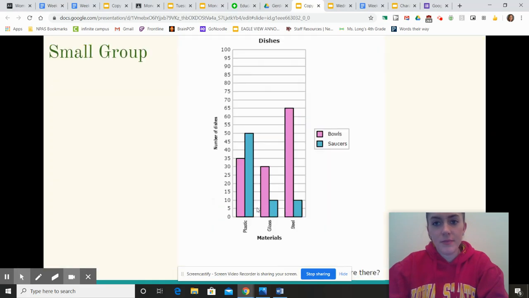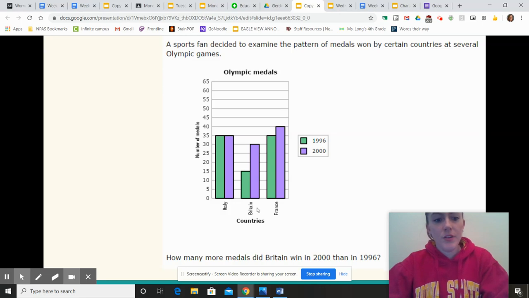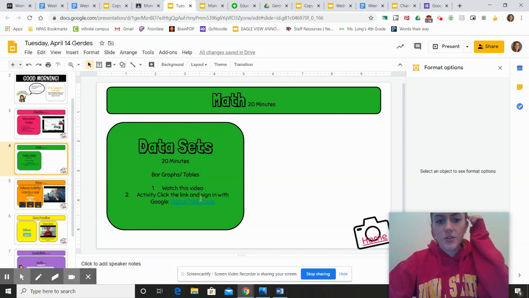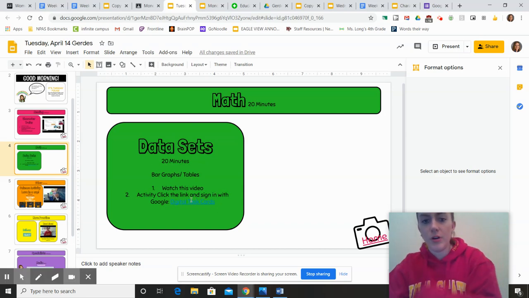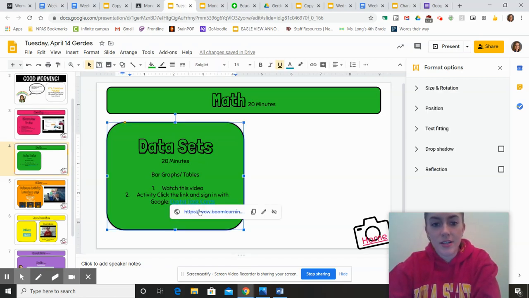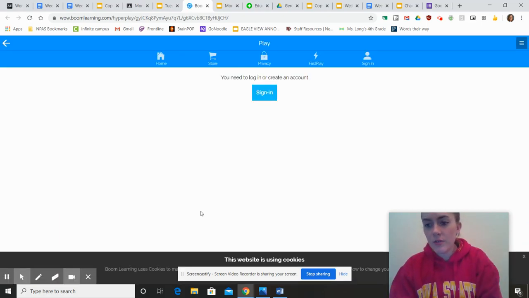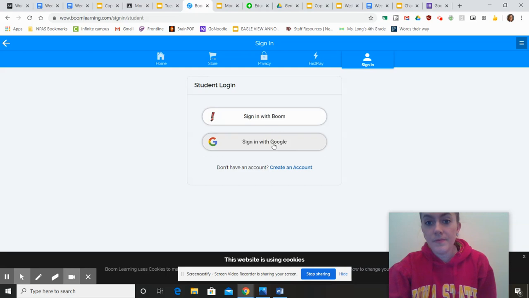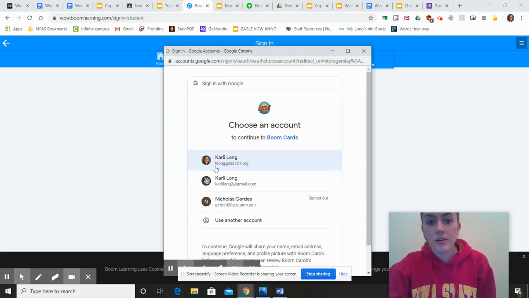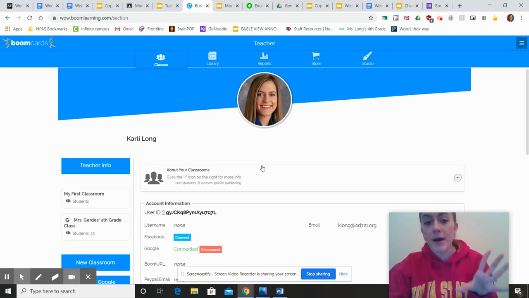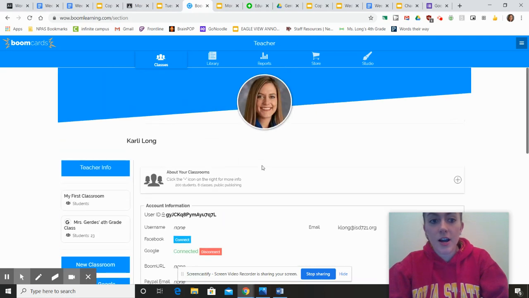So for today, I'm going to stop there. For today, your job is, on your slide, it says click on the link and sign in with Google. These are really fun digital task cards, and it's from Boom Learning. Mine's going to look a little bit different because I'm signing in with a teacher account. But for you, you're just going to click sign in, and then click sign in with Google, and then pick your name, your new prep email. Again, mine's a teacher, so it's going to look a little different. Yours will pop up and it will tell you to click the cards.